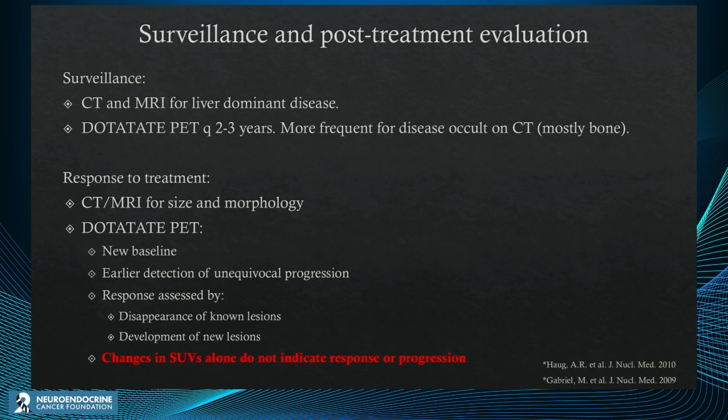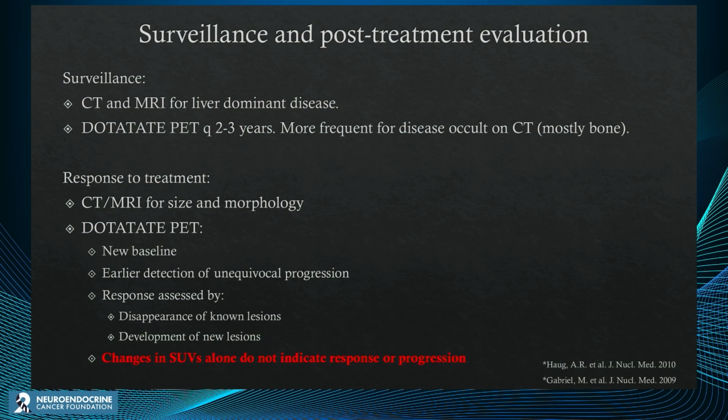Now let's go to surveillance and post-treatment evaluation. So for surveillance, especially if we see the disease well on CT and MRI, we use that for follow-up. We could get dotatate PET every once in a while just to make sure that there is no disease outside the abdomen and pelvis that we're not seeing well on CT and MRI. Now, if the disease is mostly occult on CT, and that's basically if we have a lot of bone disease, for example, that's difficult to see on CT, then we need more frequent dotatate PET to follow it.